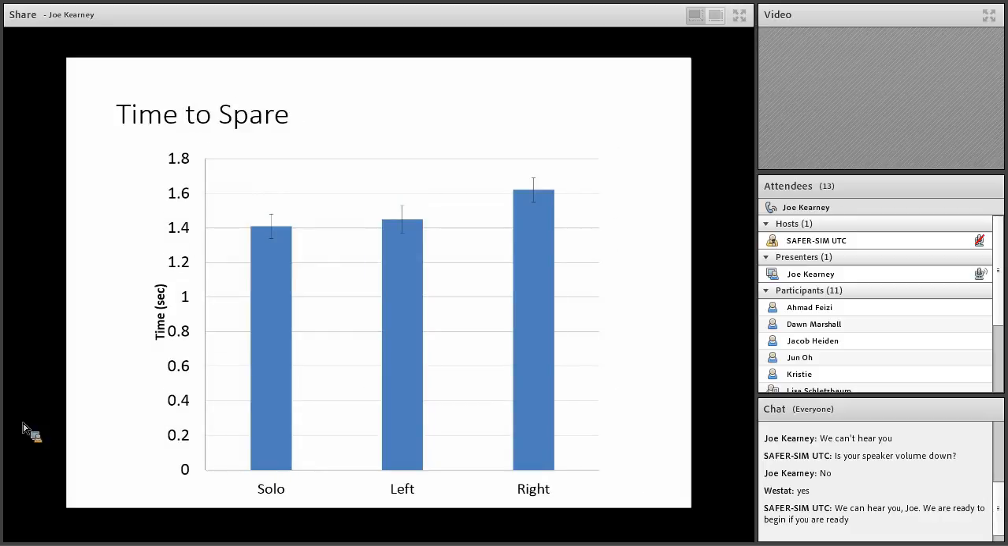And then if you look at time to spare, you can see that the kids on the right ended up with more time to spare than the solo crossers and the kids on the left, although the kids on the left ended up with the same time to spare as the solo crossers. So the kids on the left did cross a little bit faster so that they could make up for their slower timing of entry.